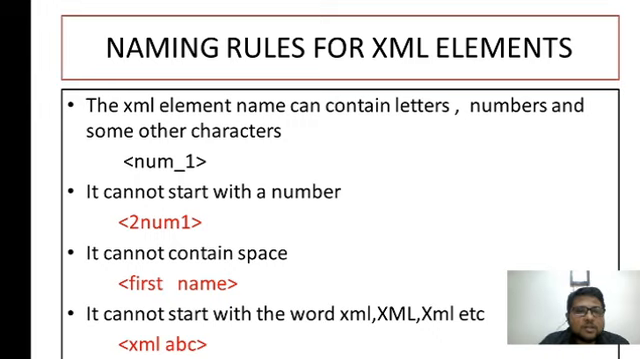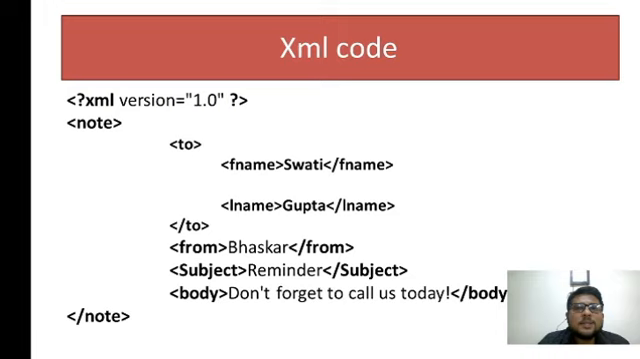So all these three things are wrong. If you write something like this, it will be marked as error. Now this is an example of an XML code. We start by writing like this: a less than sign, then a question mark, XML, then a space, version equal to 1.0, and 1.0 is in inverted commas, then a question mark, and then close it. And this is an actual XML code.